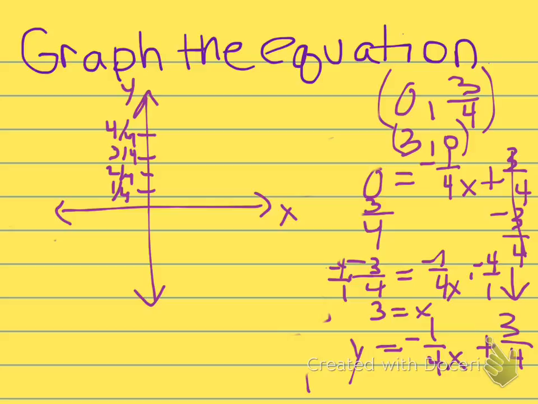So my first point would be 0, 3/4 right there, and then I can just go by ones for my x's. So my second ordered pair is 3, 0, and then I would draw my line.